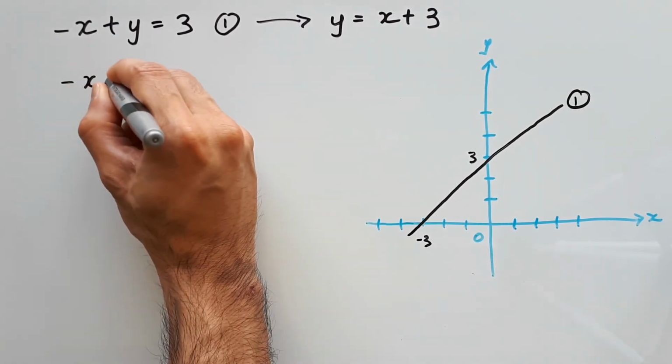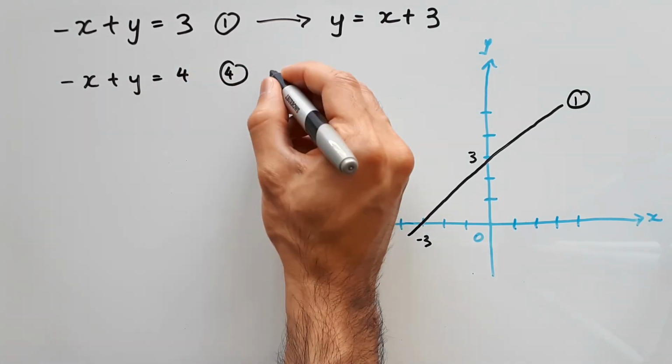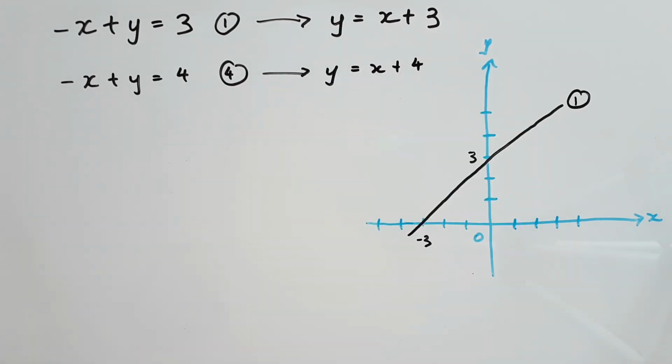Here we have negative x plus y equals 4. We will call this equation number 4, and you can rearrange it as y equals x plus 4. This is literally the same as equation number 1, but the line is raised up by 1 unit. And so the lines are parallel, going in the same direction, but never touching, never crossing, never intersecting.